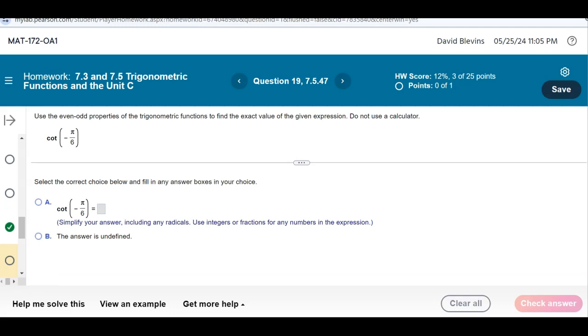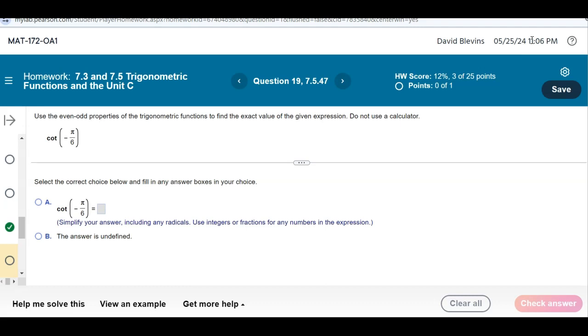Hey trig class, we're going to continue looking at even and odd properties of the trig functions. So the even trig functions are cosine and secant. All the rest of them are odd. So that means cotangent is odd, as well as tangent, sine, and cosecant.